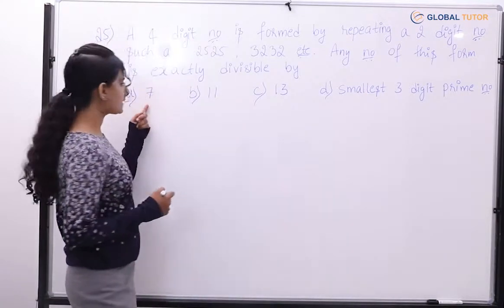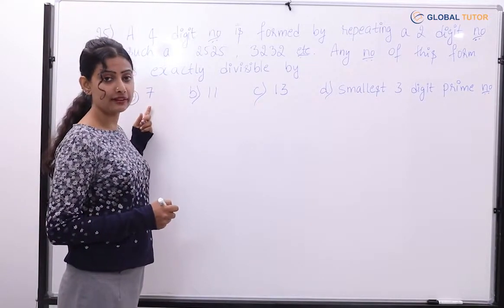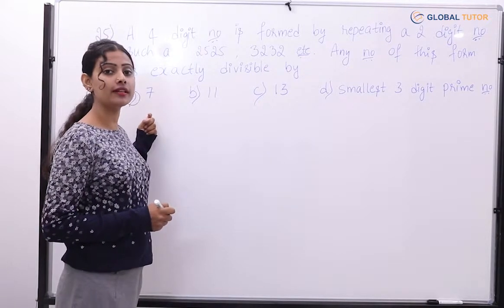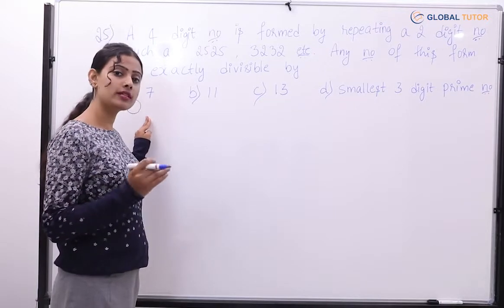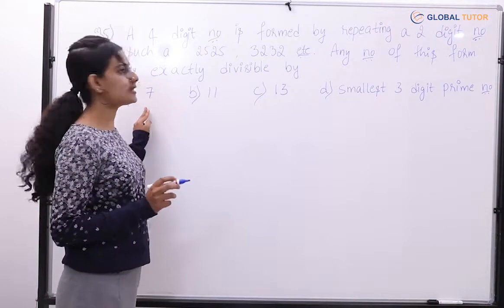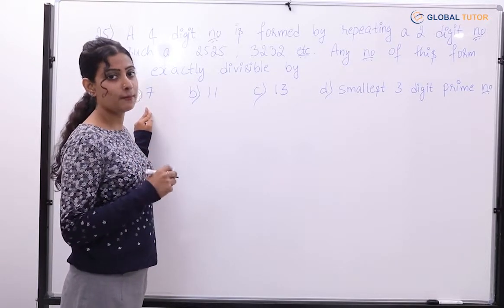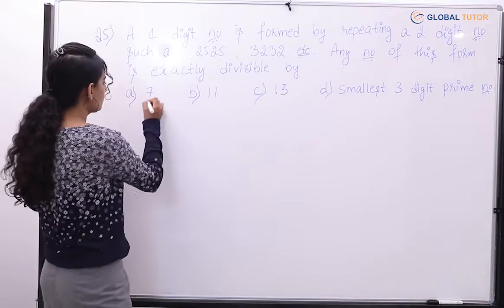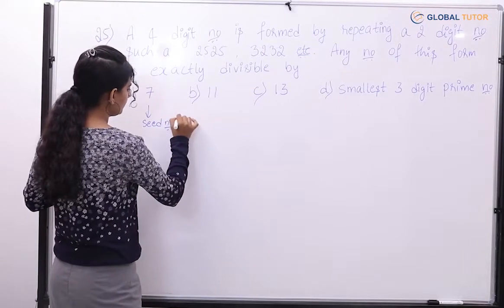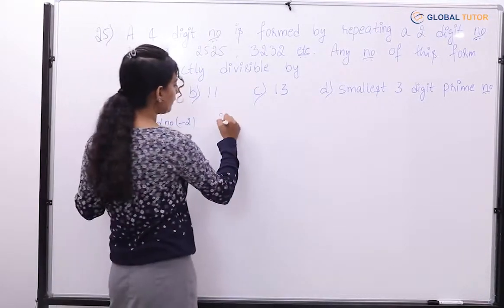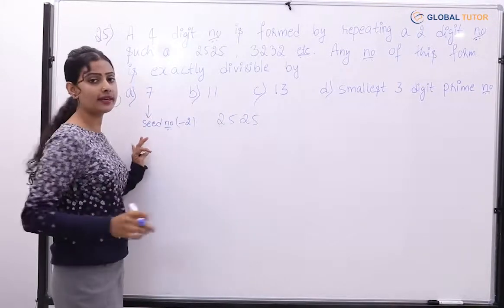Now, we have 7 here in option A. We know the divisibility rule by 7. So, if you take the seed number of 7, it is minus 2. Why? We should take the multiple of 7 which is closest to the multiples of 10. So, 7 3s are 21. Since it is 21, we are going to consider it as minus 2. Now, seed number is minus 2, right? Now, we'll take 25 and then try to see if this number is divisible by 7.